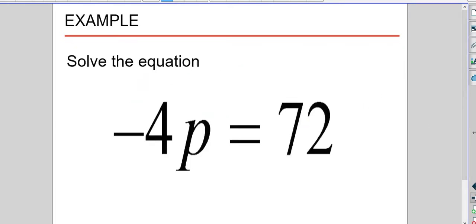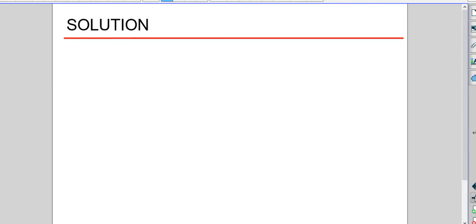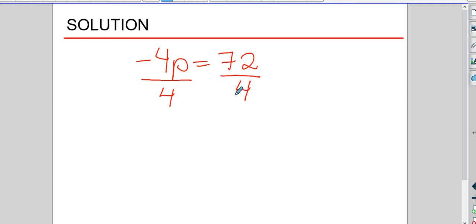Okay, next one, -4p equals 72. So I'm going to rewrite it. -4p equals 72. What does this mean? -4 what p? Right, it means multiply. So in order to get rid of the multiplication, we have to divide. We divide everything by 4. So, oh, -4, my bad. Thanks for pointing that out.